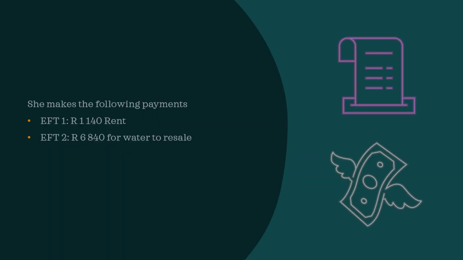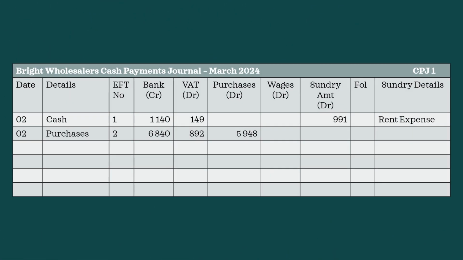Next, we know that she makes two payments. The first EFT is for 1,140 rand for rent, and the second EFT is for 6,840 rand for water to resell. So is this a cash receipt or a cash payment? If you said cash payment, you would guess correctly.